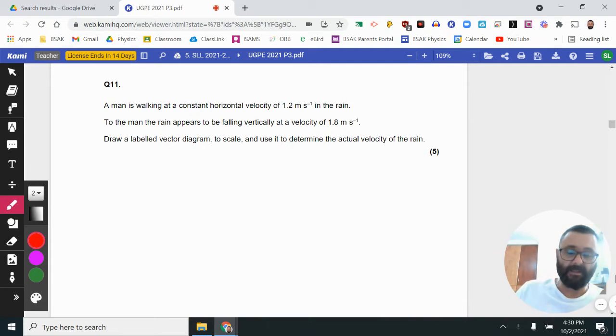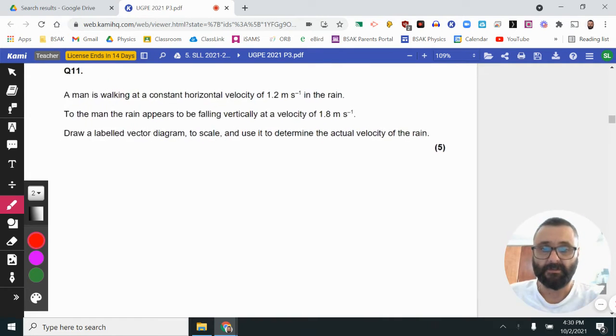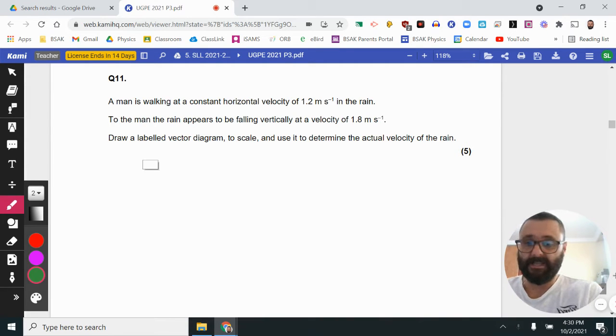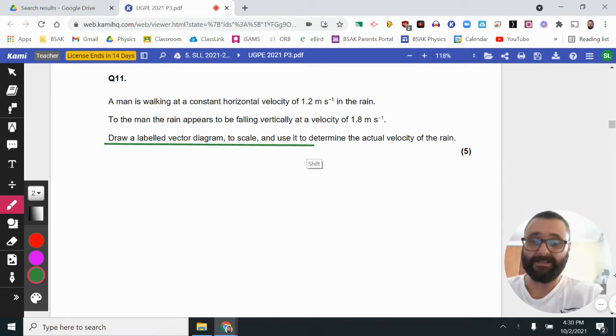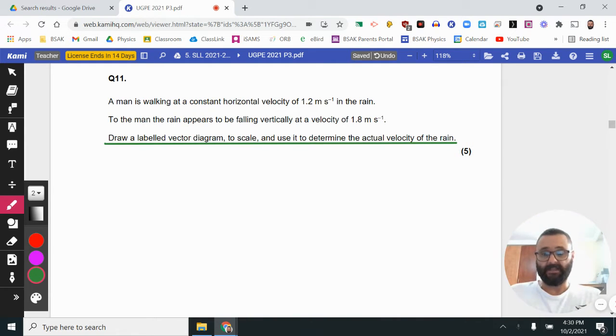Right, question 11. It is a scale drawing question. So many students lose marks on this because they don't actually do a scale drawing. It's very straightforward doing this using Pythagoras and trigonometry, but as we can see here, it says draw a labeled vector diagram to scale and use it to find the actual true velocity of the rain. So if you're not going to use it, you're not going to get the marks.